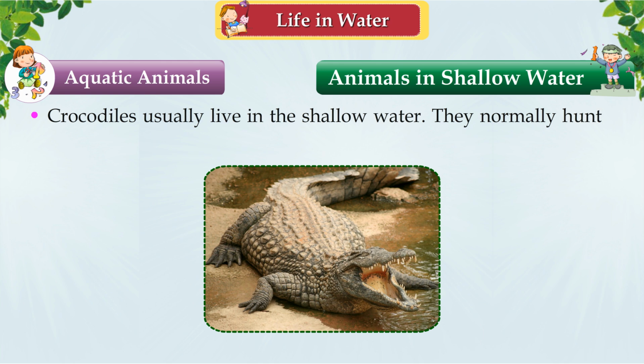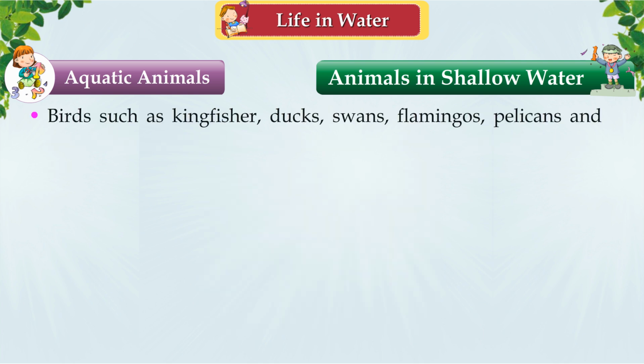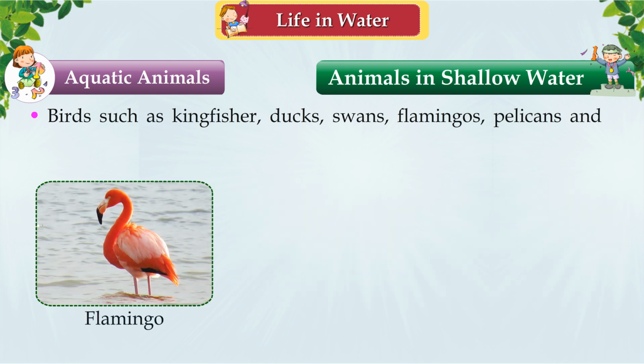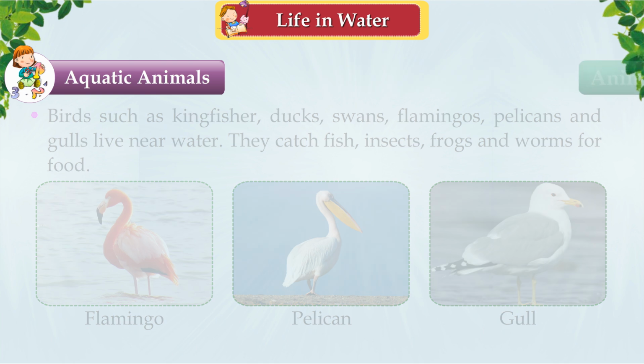Crocodiles usually live in the shallow water. They normally hunt for food in water. They often come to the shore and bask in the sun. Birds such as kingfisher, ducks, swans, flamingos, pelicans, and gulls live near water. They catch fish, insects, frogs, and worms for food.